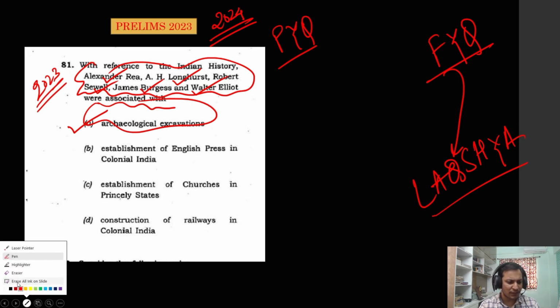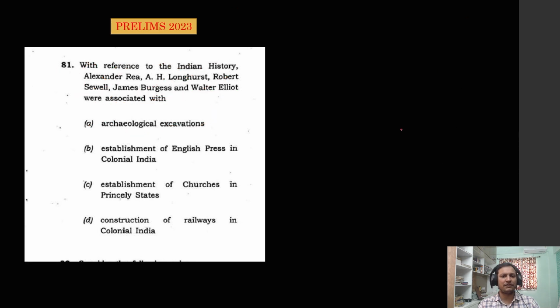So if you carefully look at the question, you will see that this question is based on what? Personalities. This question is based on personalities. Okay, the first question is that if I have to use this question to prepare for the future year, first of all, what can UPSC ask? Okay, they can ask any of these personalities separately.